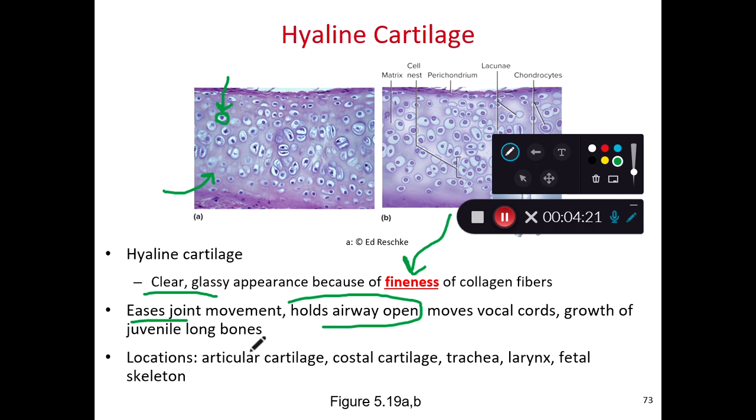We find a lot of hyaline cartilage in our rib cage, our trachea, our larynx, the undeveloped fetal skeleton, and in any freely movable joint. The articular cartilage is a form of hyaline cartilage.